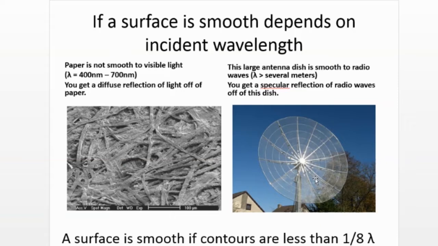Over here, however, this is a reflector dish for an antenna which collects radio waves. Radio waves are several meters long. Their wavelength is several meters. So compared to that wavelength, the spaces in between this mesh are very small. And so to radio waves, this dish is very smooth and reflects the radio waves very well.